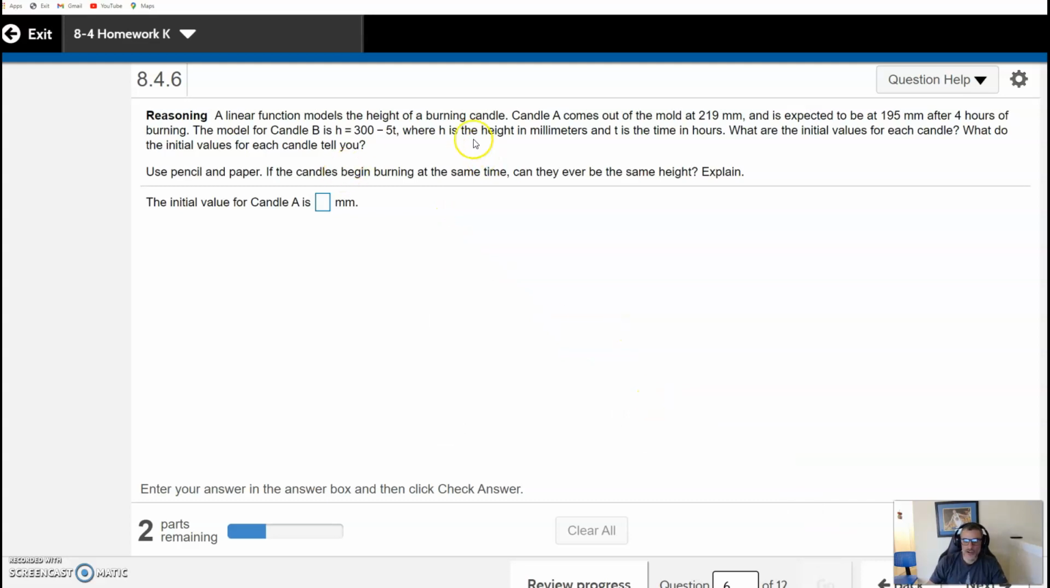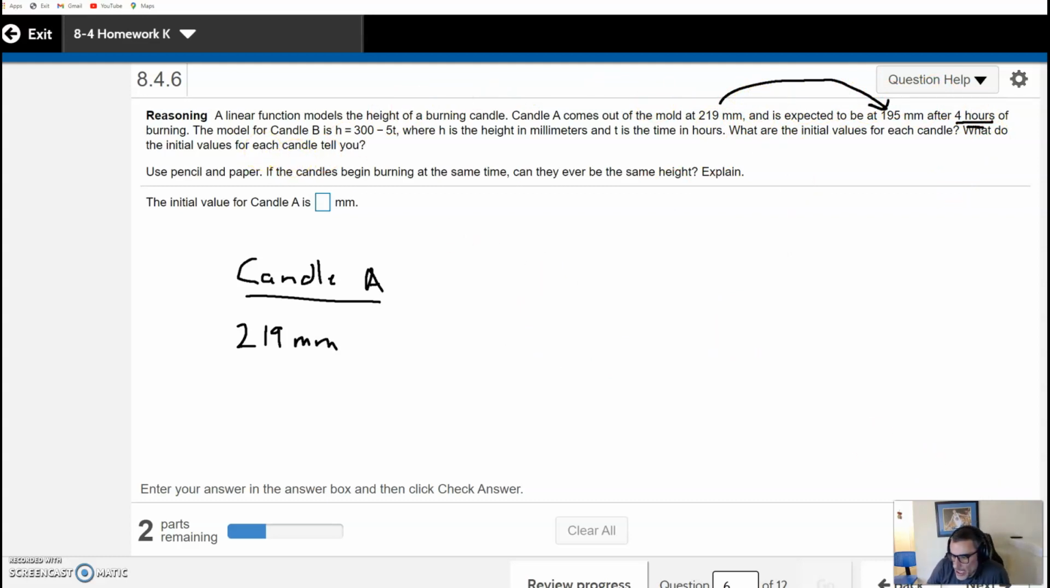All right, a linear function models the height of a burning candle. Candle A comes out of the mold at 219 millimeters. So they just gave you the initial value, right? The mold is where you actually make the candle. So we know that candle A starts at 219 millimeters and is expected to be 195 millimeters after 4 hours. So you can see that it got smaller, right? We went from 219 to 195, and it took 4 hours to do that. More on that in a little bit.